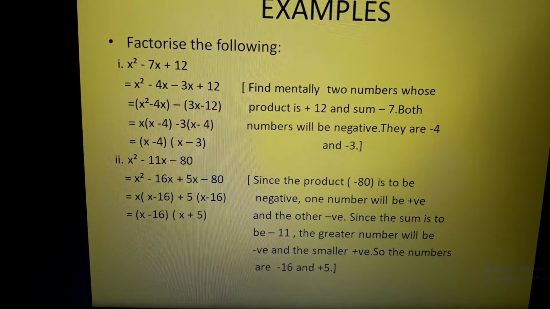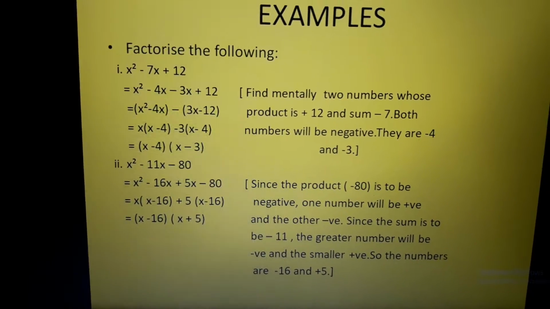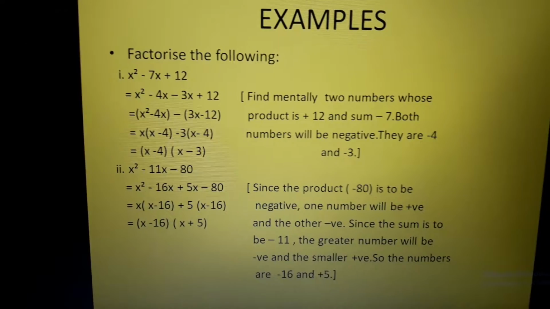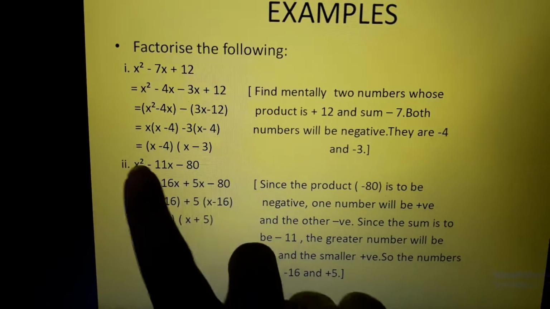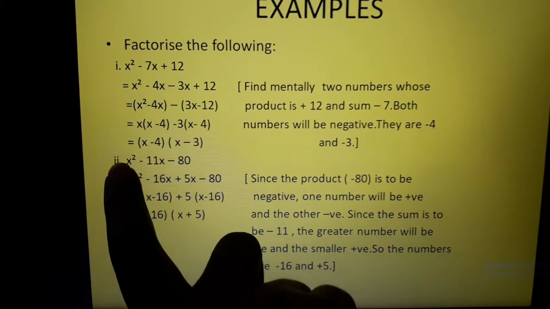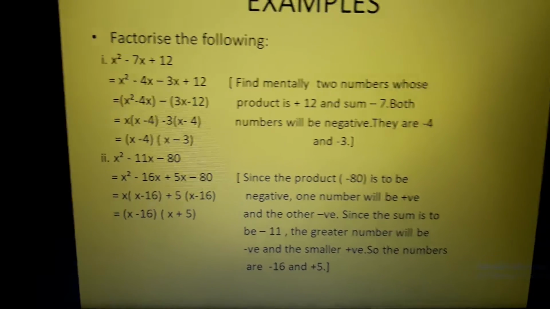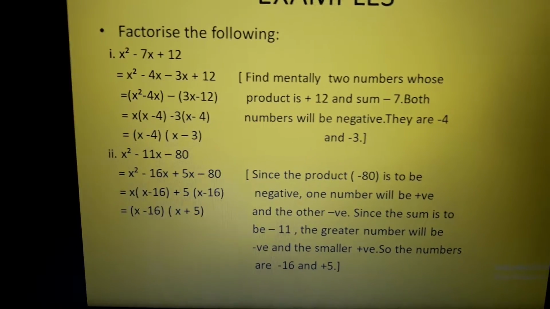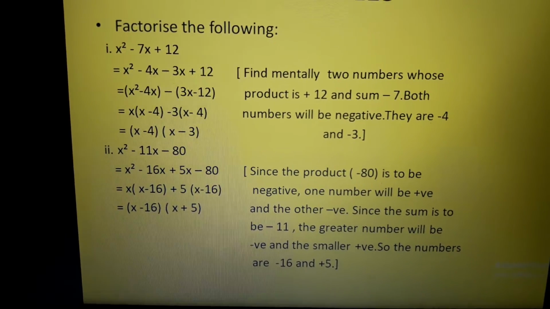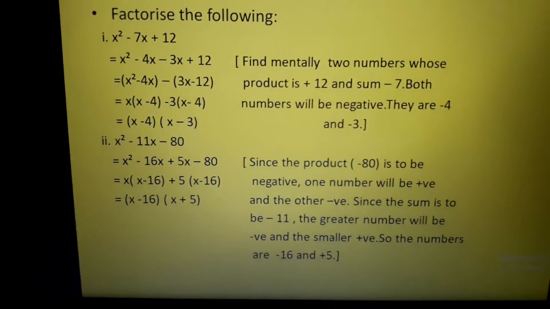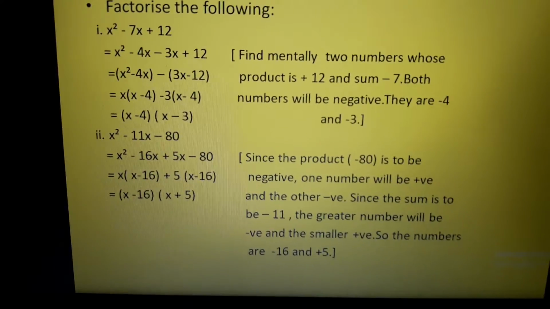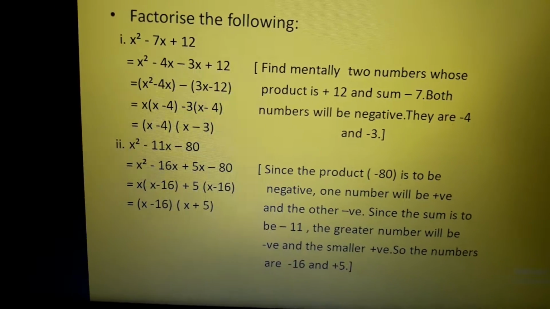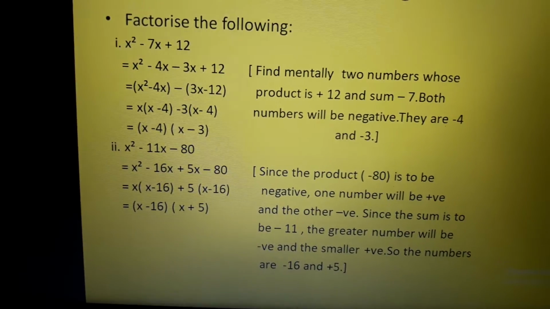Now in the next example, we have x square minus 11x minus 80. Since the product, minus 80, is negative, one number will be positive and the other will be negative. We observe here that the coefficient of x square is 1. So we multiply 1 by minus 80, we get minus 80. Now since minus 80 is negative, we need two factors of minus 80. One will be negative and the other one will be positive. And how will we decide which one will be negative and which one will be positive? We will look at the middle term. The middle term is minus 11x. So the greater number should be negative and the smaller number should be positive.